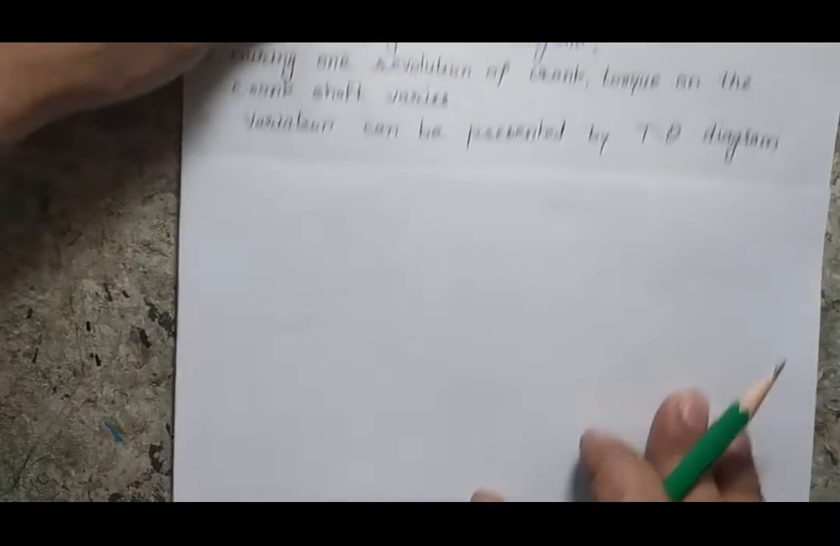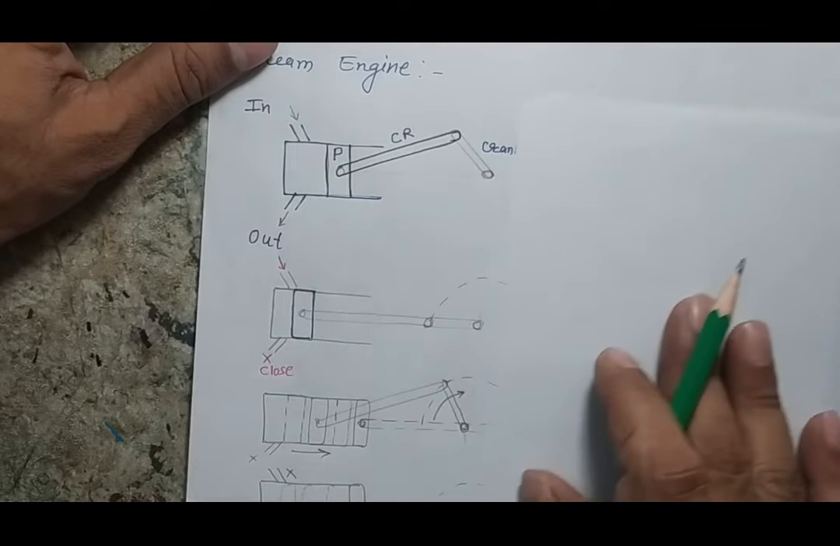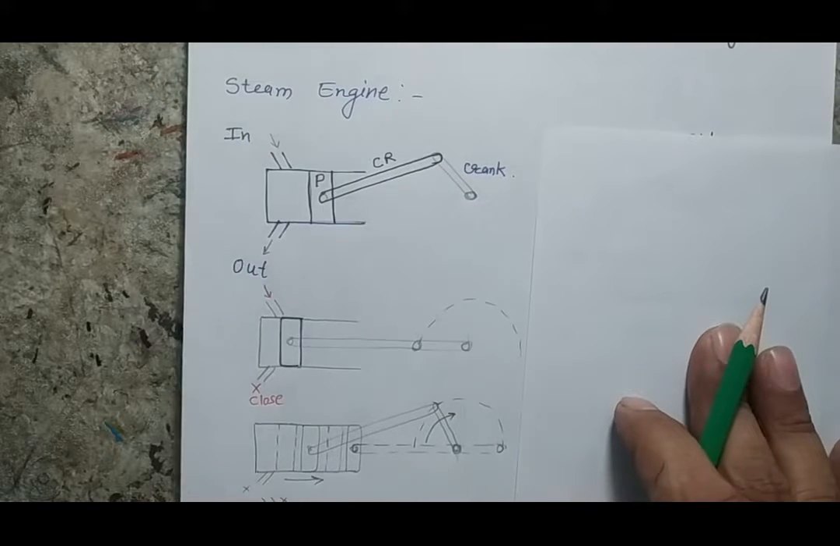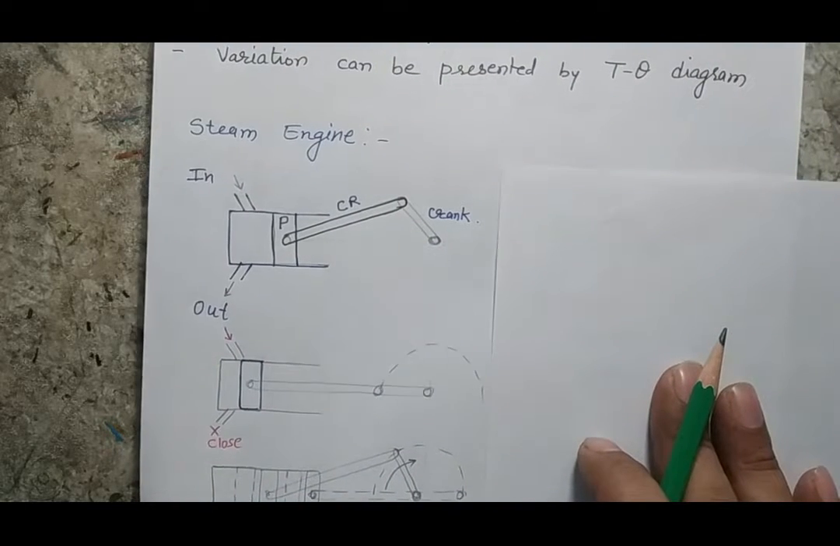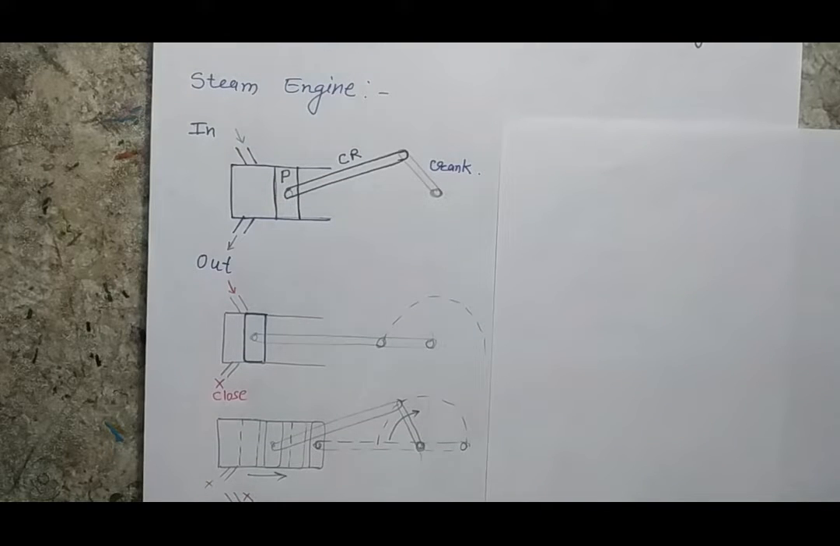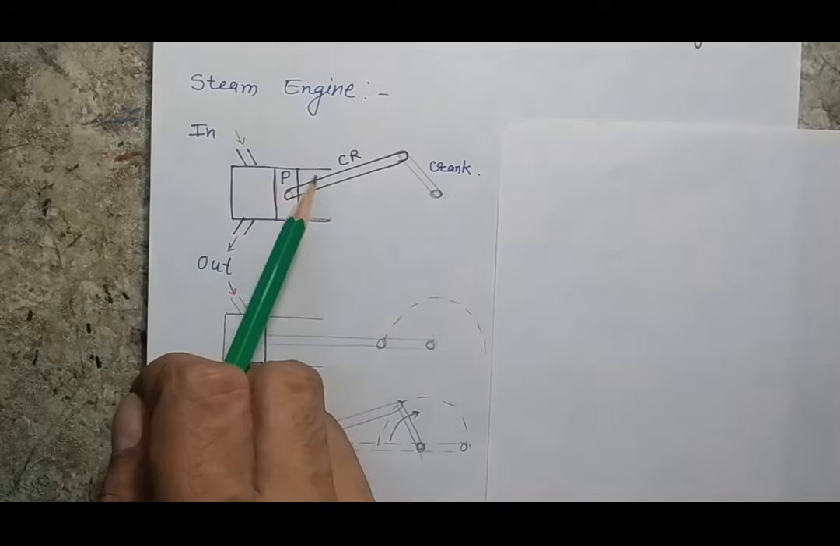Now let's understand what a steam engine is, how a steam engine works, and then we will make the turning moment diagram of a steam engine. So here I am showing the single acting steam engine. This normally looks like a 4-stroke engine, but when we see the operation of a steam engine, this is the geometry of the steam engine.